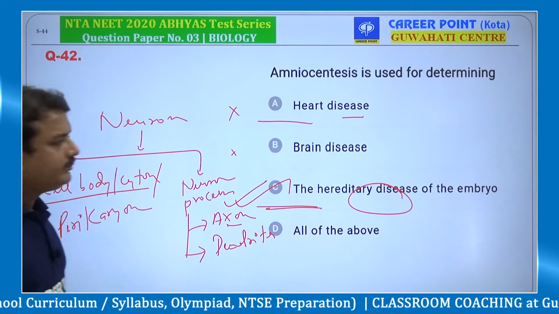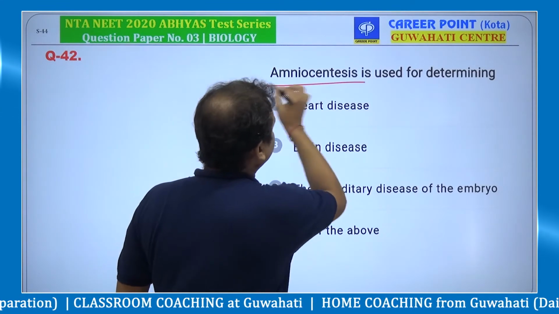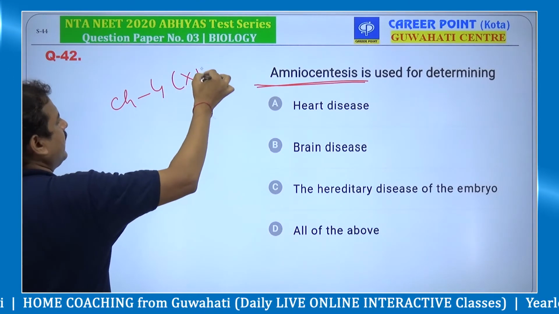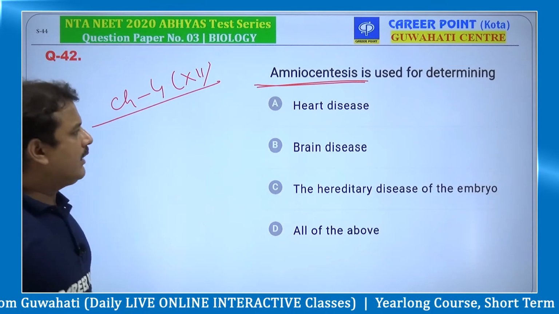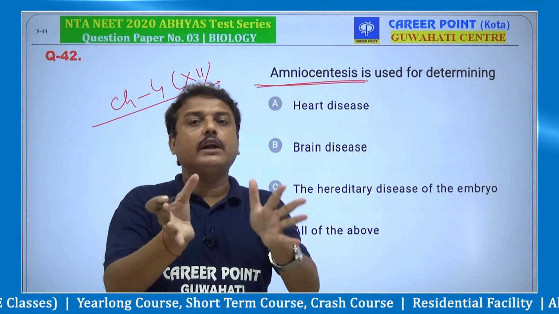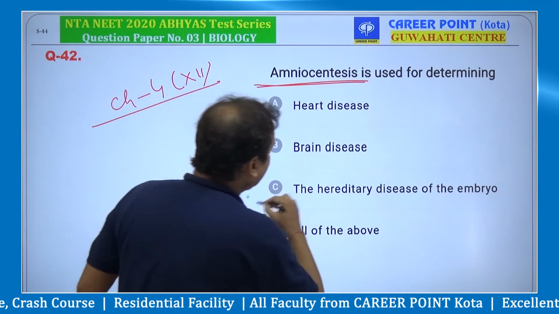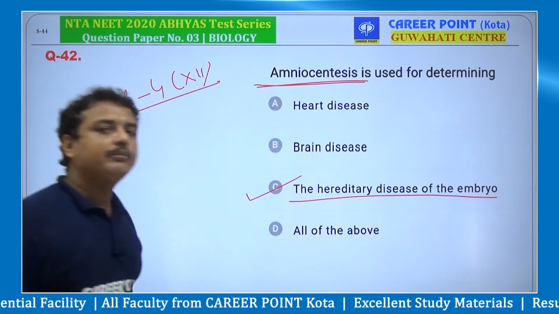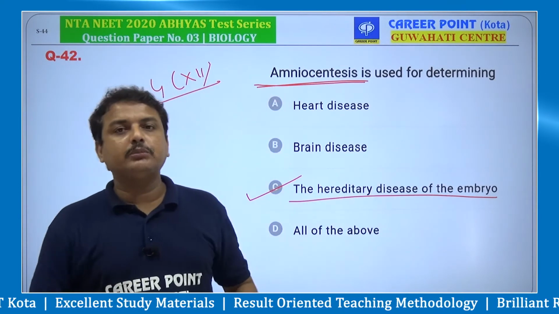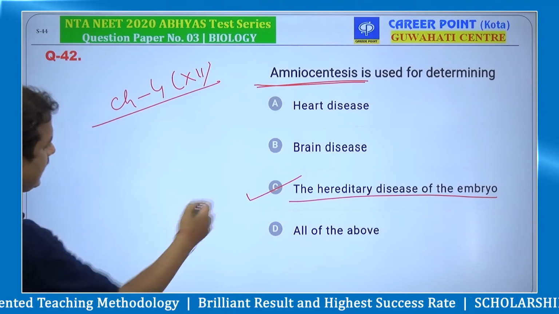Next, amniocentesis is used for determining. Amniocentesis is a technique. It is mentioned in your chapter 4 class 12, reproductive health. Amniocentesis is actually illegal for determining the sex of the fetus, but it is done to identify the hereditary disease of the embryo. So if it is Klinefelter syndrome, Turner syndrome, or Down syndrome, that can be easily detected by the process called amniocentesis. So here answer is C.